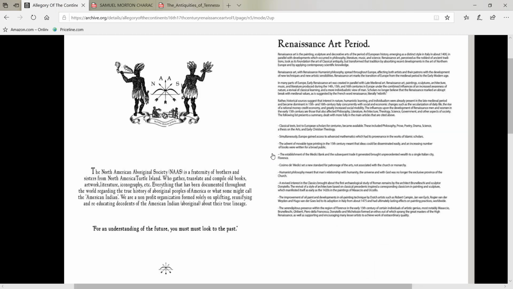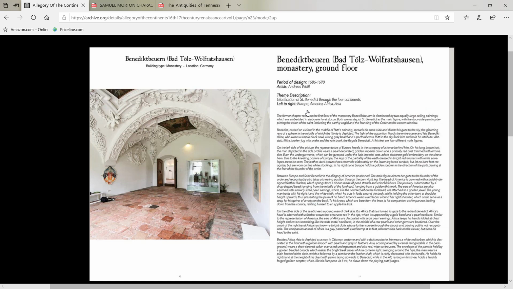But going back over here, it says the North American Aboriginal Society is a fraternity of brothers and sisters from North America, Turtle Island, who gather, translate, and compile old books, artwork, literature, iconography, etc. Everything that has been documented throughout the world regarding the true history of Aboriginal peoples of America, or what some might call the American Indian. We are a non-profit organization formed solely on uplifting, reuniting, and re-educating descendants of the American Indian Aboriginal about their true lineage. This place is called Benedictbeuern. It's a monastery in Germany.